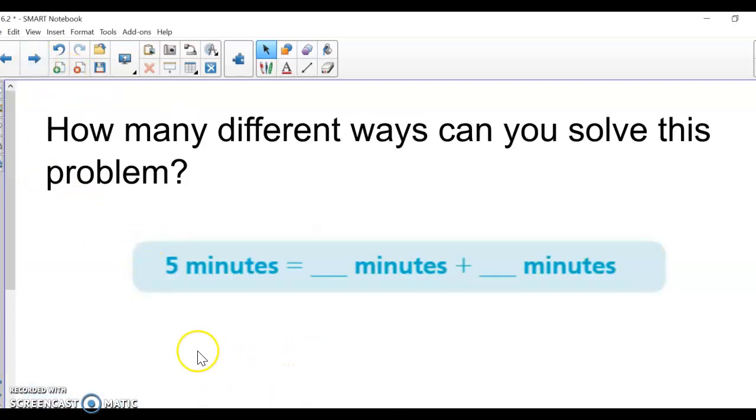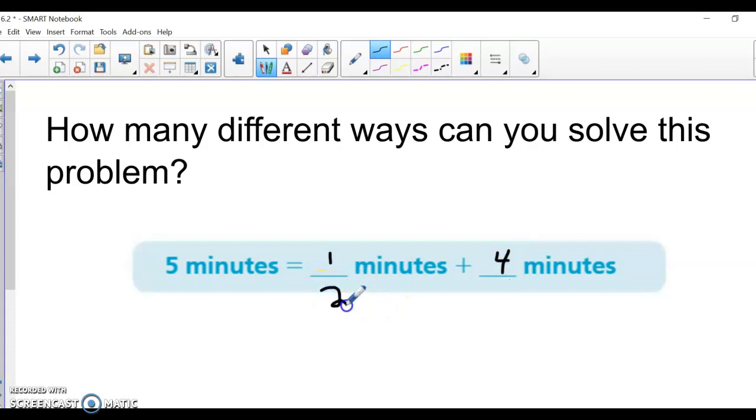So I want to think of this in terms of minutes. How many different ways can you think of how you would solve this problem? If you want to get to 5 minutes, you know that could be 1 minute plus 4 minutes, or maybe 2 minutes plus 3 minutes. You could do the inverse of these, or I guess it wouldn't technically be the inverse, but you could flip those around and you could have 3 plus 2, 4 plus 1. You could even do 5 plus 0 if you wanted, right?